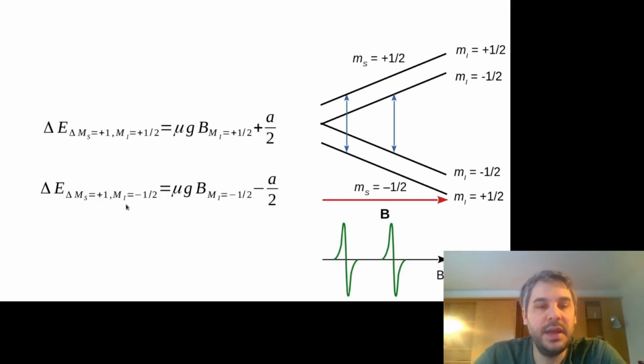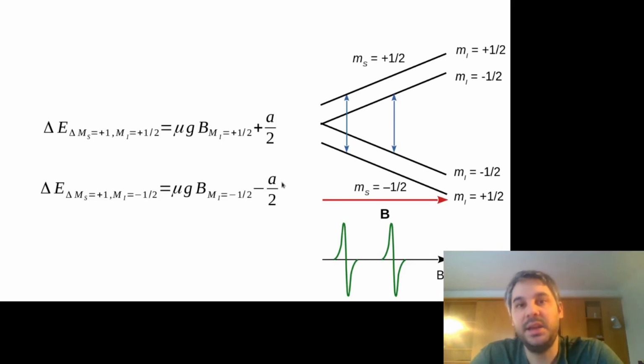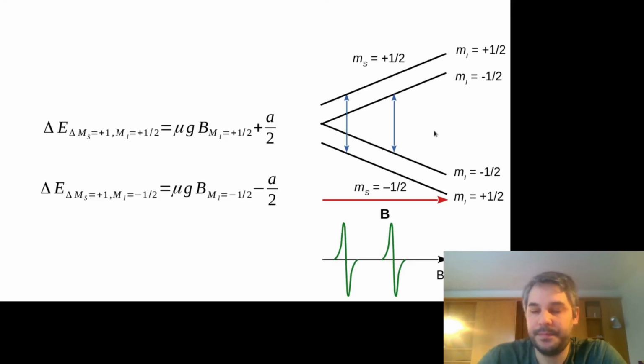And for the mI equal -1/2 case, we have the same. So now this magnetic field value will be different, and we will have minus a/2 because we have subtracted minus a/4 minus plus a/4. So again, we have the same transition. So what we have calculated is the difference in energy values for these two states, the top and the bottom one, and for these two states the B values will be different.